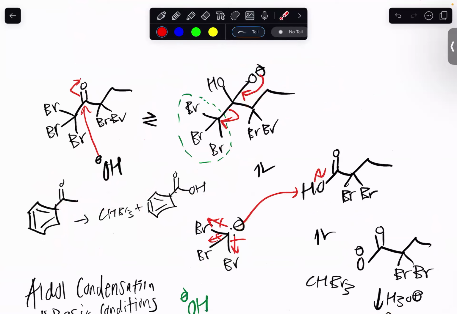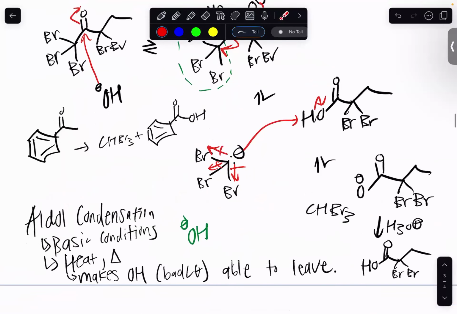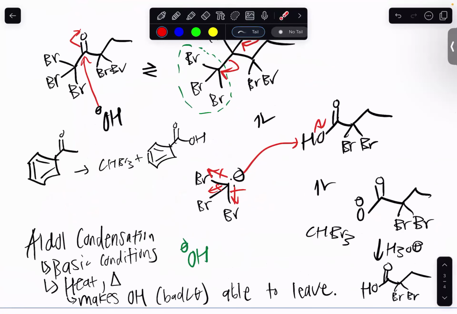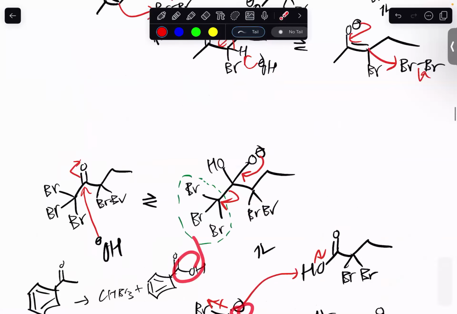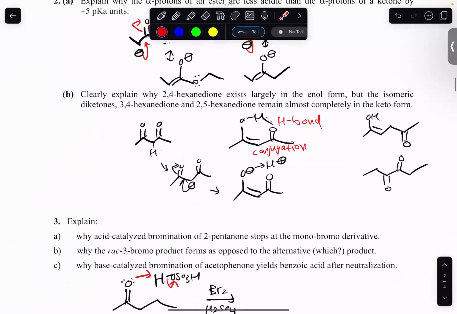But then in basic conditions, it will also pull off that H, and then you need acid workup to basically put the H back. That's right. You got it. After neutralization.